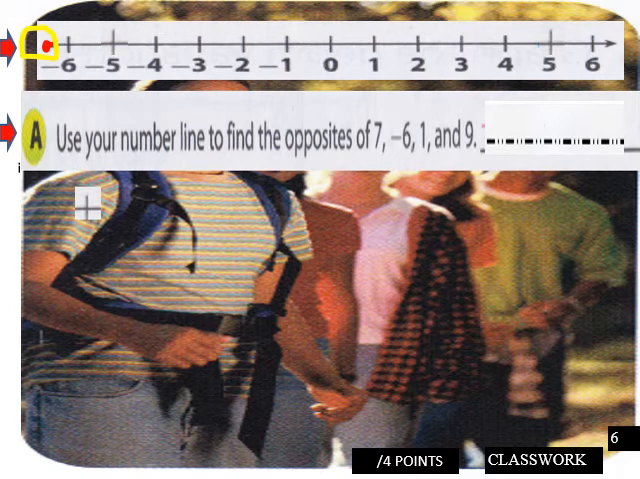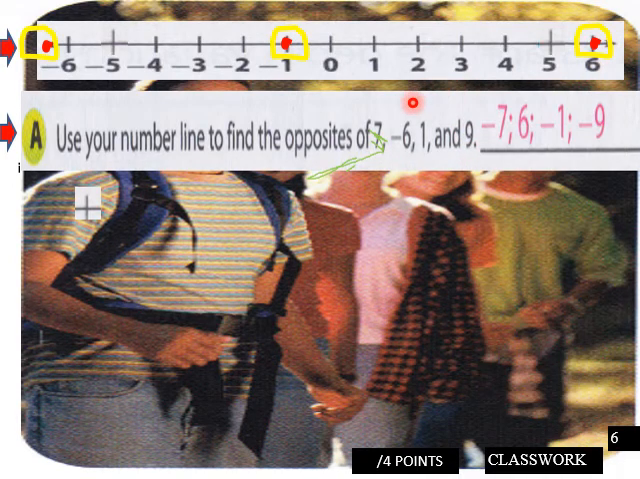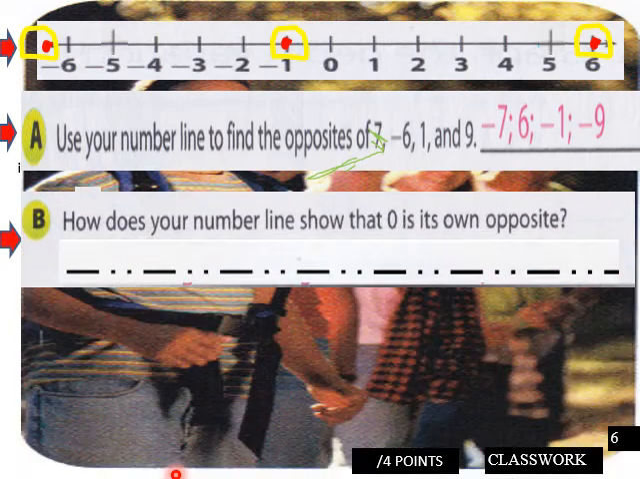So here we have, use your number line to find the opposites of 7. So the opposite of 7, +7, will be -7 here. Then the opposite of -6 would be +6. Opposite of 1 would be what, class? -1. And then the opposite of 9, +9, would be what, class? -9. On this number line, it'd be way over here for -9.